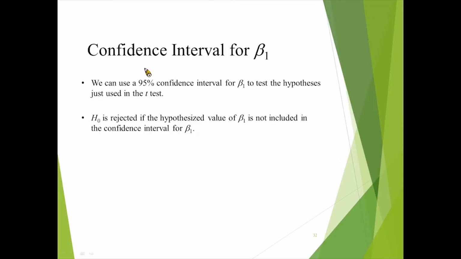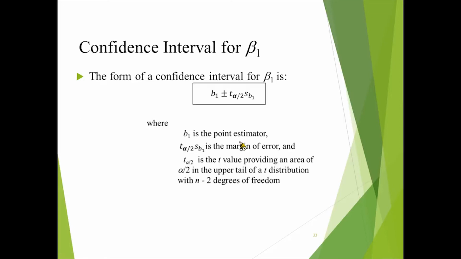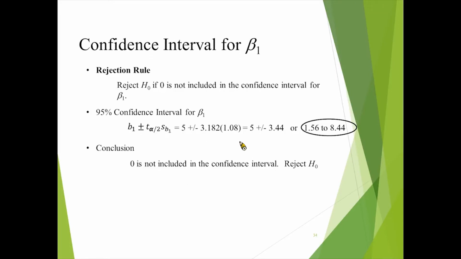And for the confidence interval for beta 1, we can use the 95% confidence interval for beta 1 to test the hypothesis, just as in the t-test. H0 is rejected if the hypothesized value of beta 1 is not included in the confidence interval for beta 1.